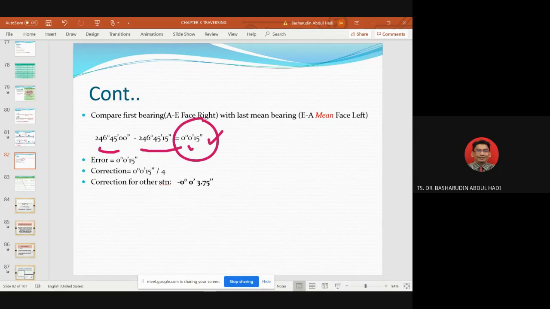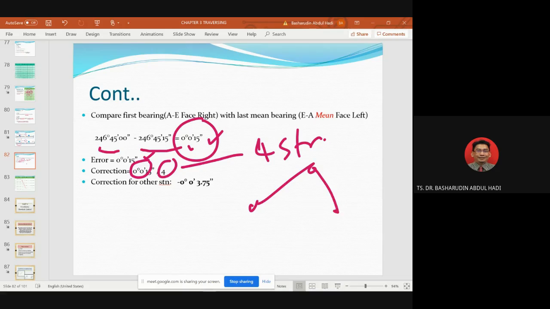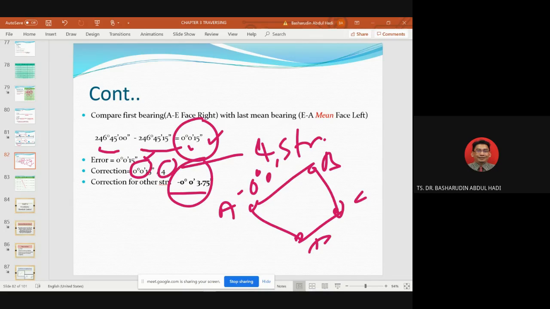So because we have an error of 0 degrees, 0 minutes, 50 seconds, we take this one, put it here. We divide it by 4 because we have 4 stations. How do you know? Remember that A to B, B to C, C to D. Because the exercise has 4 stations. So every station you must minus 0 degrees, 0 minutes, 3.75 seconds.